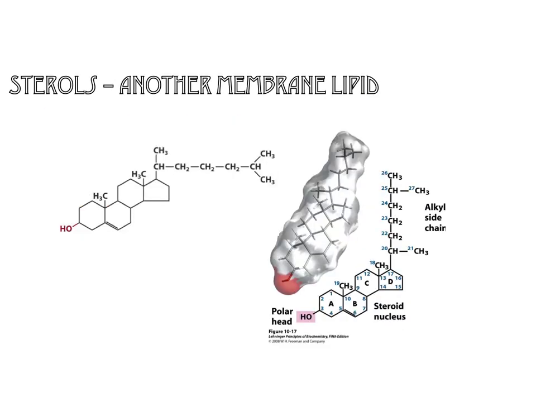All right. Our other kind of oddball membrane lipid is the sterol. You don't have to be able to draw these, but you should be able to recognize them. So let's talk about how they're named. They all have an alcohol group. All sterols have an alcohol group.